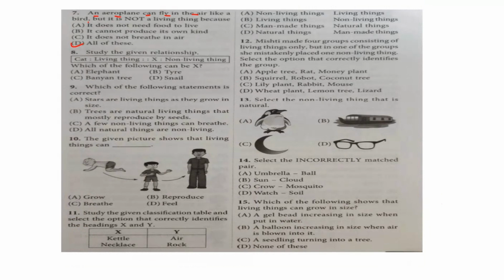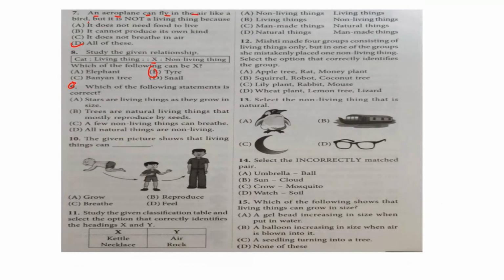Now question number 8, study the given relationship. We have cat, living thing, and what is in the place of X? Non-living things. Now here elephant is a living thing, and tire, banyan tree, and snail. Even banyan tree and snail are living things. So we're going to choose option B, tire, non-living thing. For question number 8, the answer is B: elephant, banyan tree, and snail are living things, whereas tire is a non-living thing.